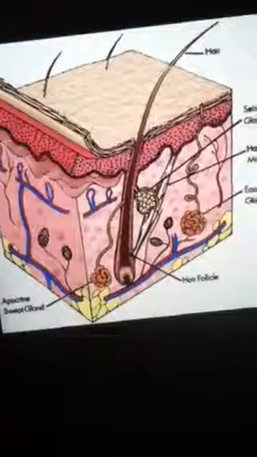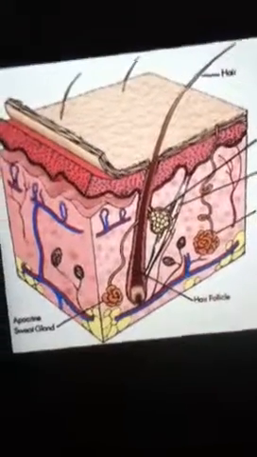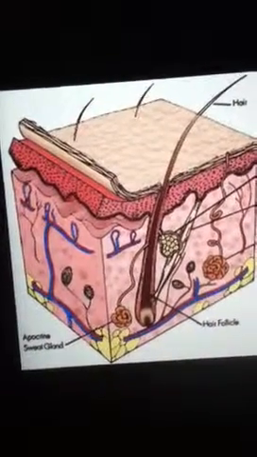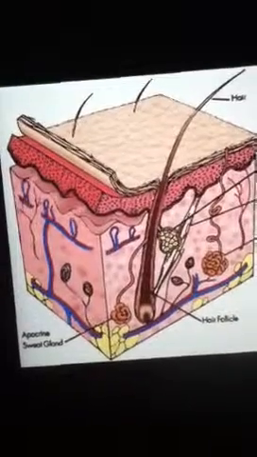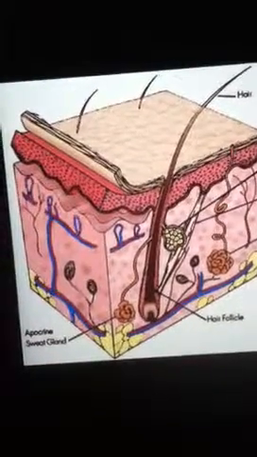Collagen and elastic fibers are found throughout the dermis. The dermis is abundantly supplied with blood vessels that play a role in maintaining body temperature homeostasis.